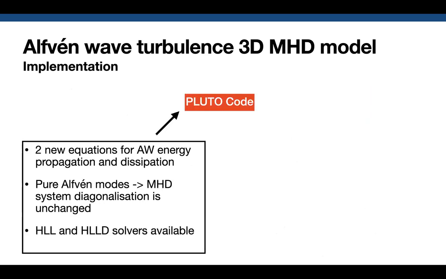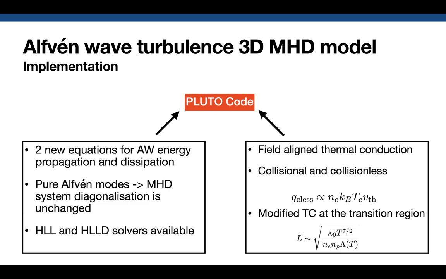Right. Okay, so just a few technical details. In the Pluto code, we thus have two new equations. We have equations for forward propagating waves in positive and negative polarities. And because they are pure RFN modes, we don't have to change the diagonalization of the system. And so this is very suited to codes like Pluto, which are Riemann solver codes, and we can use, for instance, HLL or HLLD solvers in the code.